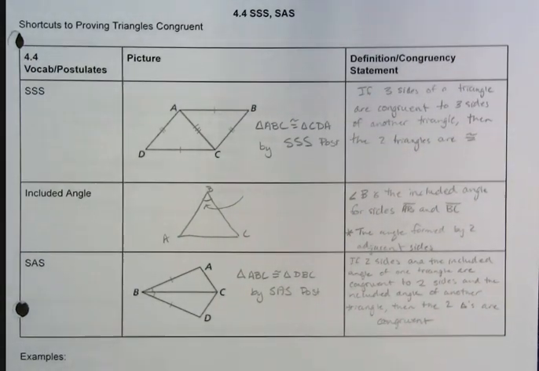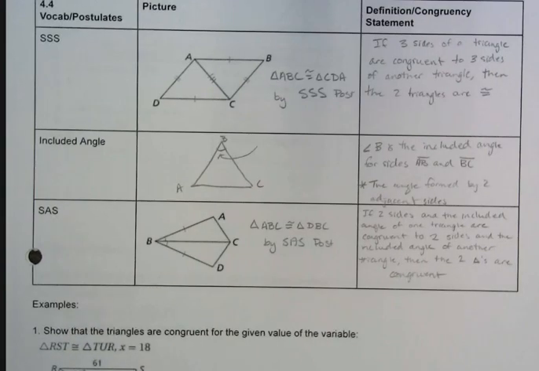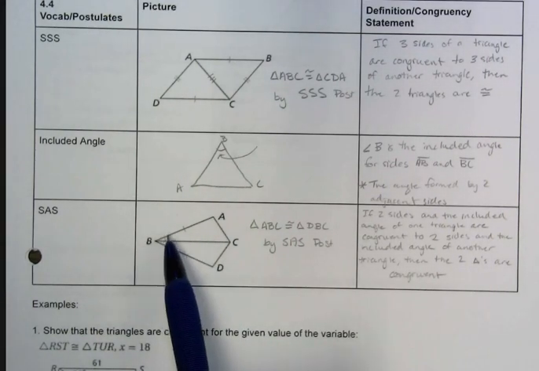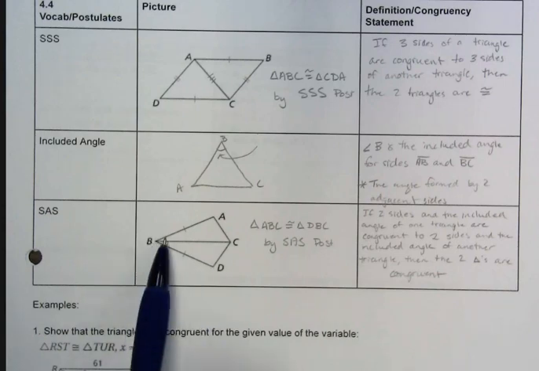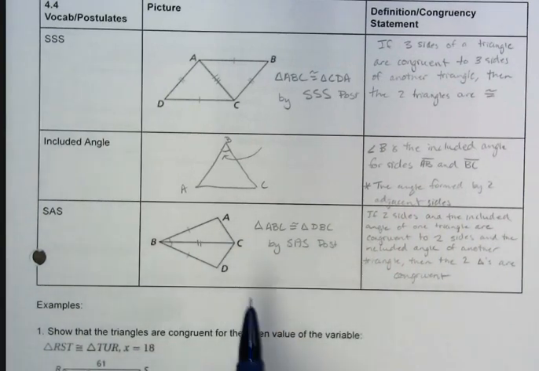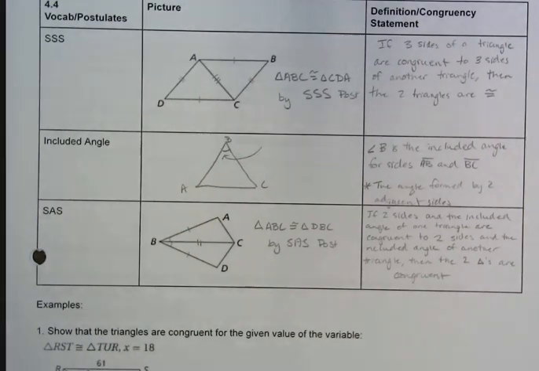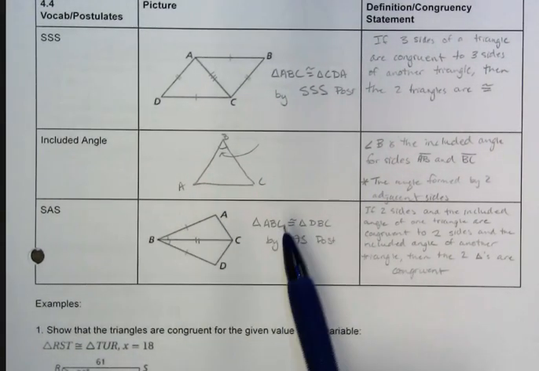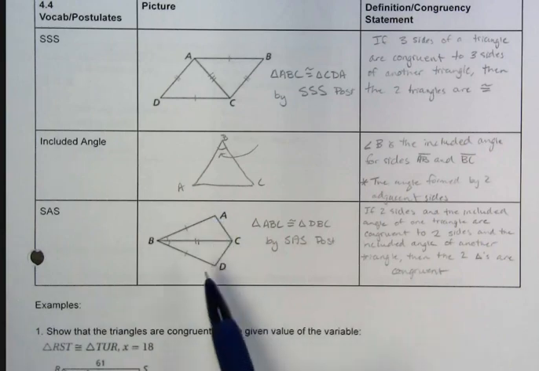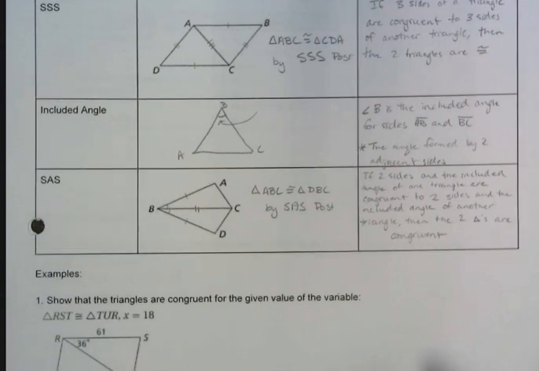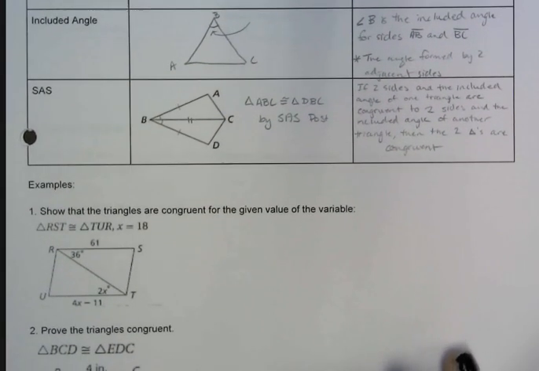Side, angle, side means I have two sides that are congruent and I have an angle between them that is also congruent. So I have two separate triangles right here. I've got AB is congruent to BD. I've got this part of B, the angle is congruent to the bottom part, and again I've got a shared side. So in each triangle I have side, angle, side. Since it's in both triangles, that's enough to say that triangle ABC is congruent to DBC by the side, angle, side postulate. Okay, so we're going to use these shortcuts to show some triangles are congruent.